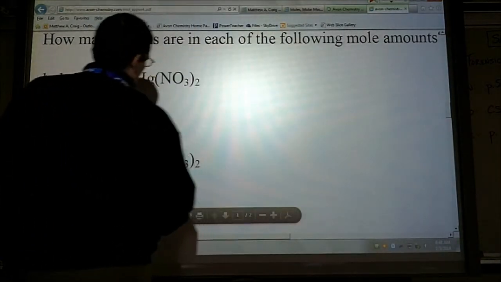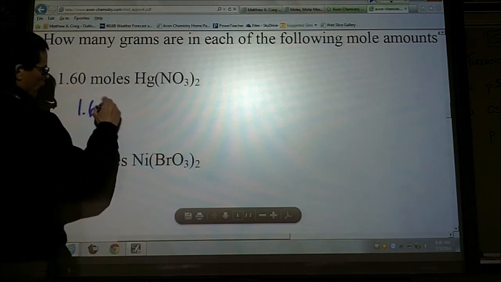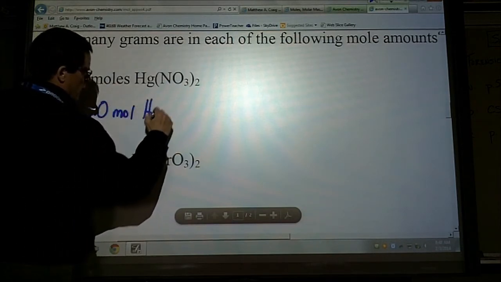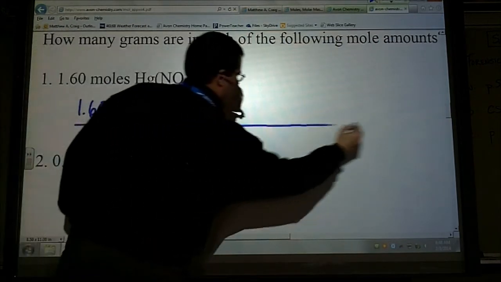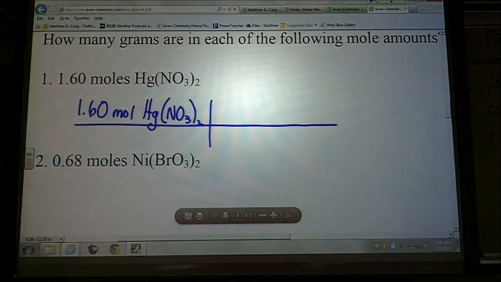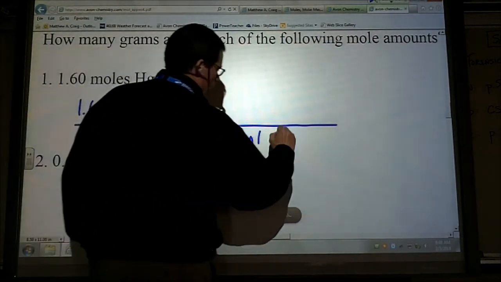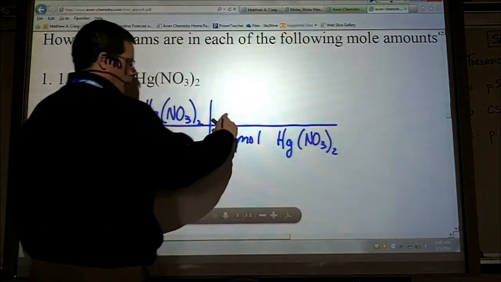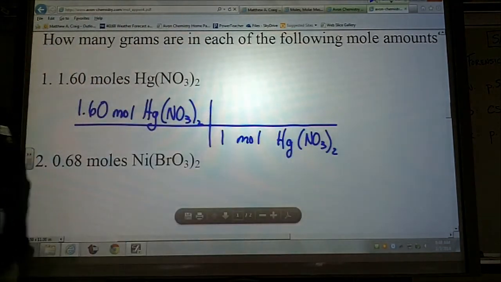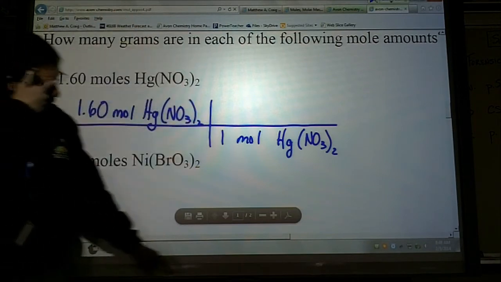So the first thing that we want to do, well, actually, no, we can combine it all. So start with what you know. So 1.6 moles of mercury nitrate. Okay. So what unit do we need to get rid of? Moles, very good. So we're going to get rid of mole of mercury 2 nitrate. But how in the world are we going to figure out what that value is there? Do the same thing that you did in the first section. So we're going to find the molar mass for our mercury nitrate.